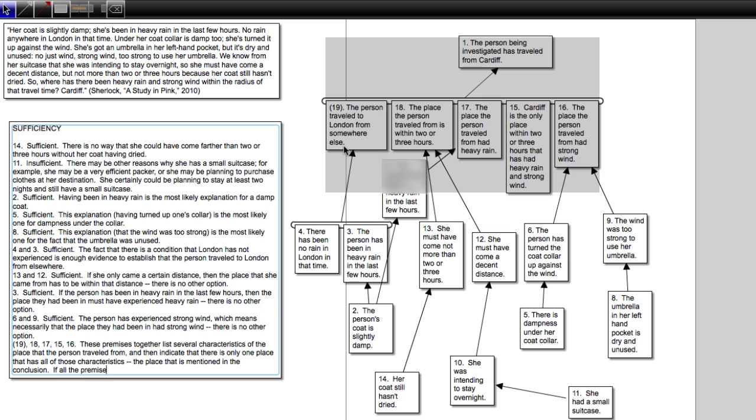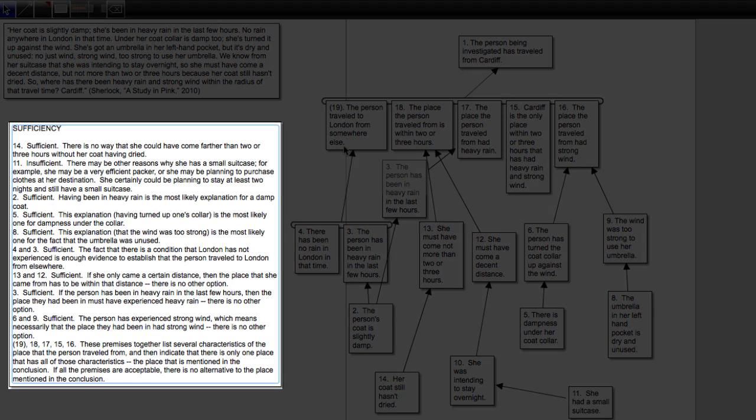If all the premises are acceptable, this is sufficient evidence. If all the premises are acceptable, there is no alternative to the place mentioned in the conclusion. Okay, so this is an argument that really passes sufficiency, where I determined that almost every premise is sufficient for the job that it's doing. Okay, so that is step 7.